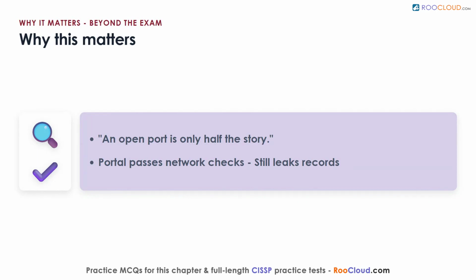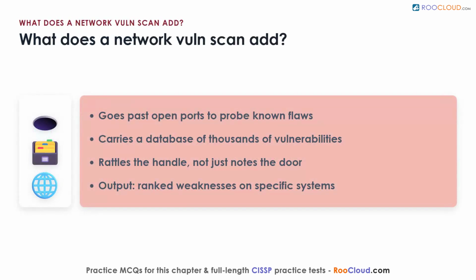Because knowing a port is open is only half the story. Picture an insurer whose customer portal passes every network check, yet quietly leaks records through a flawed input field. The open port map never sees it. Deeper scanning is what surfaces the actual holes, not just the doorways. On the job, this is the difference between a tidy inventory and a real list of what could get you breached. So what does a network vulnerability scan add?